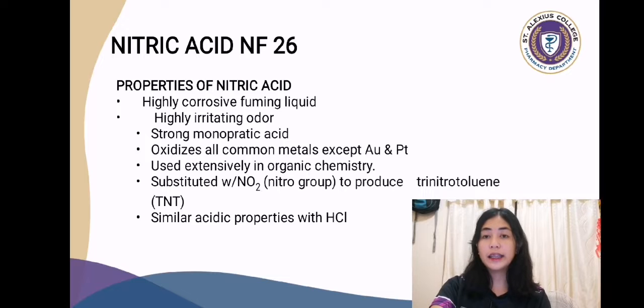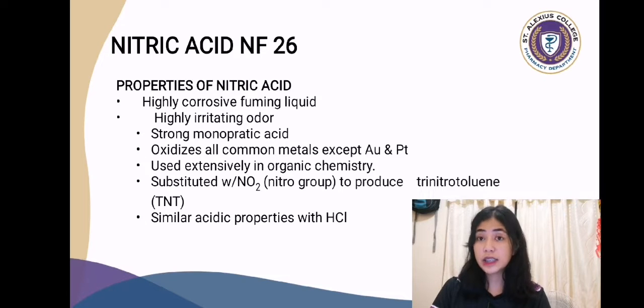Nitric acid is a highly corrosive fuming liquid, which means that it can lead to excessive damage, and has a highly irritating odor that can cause irritation to the nose, throat, or lungs. Also, it has the properties of a strong monoprotic acid. Monoprotic acids are the ones that can donate a proton or hydrogen atom in aqueous solutions. So nitric acid can oxidize all common metals to produce the nitrate salts of the metal, with the exception of gold and platinum.